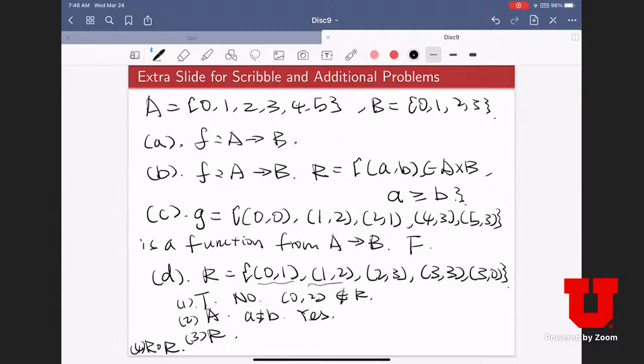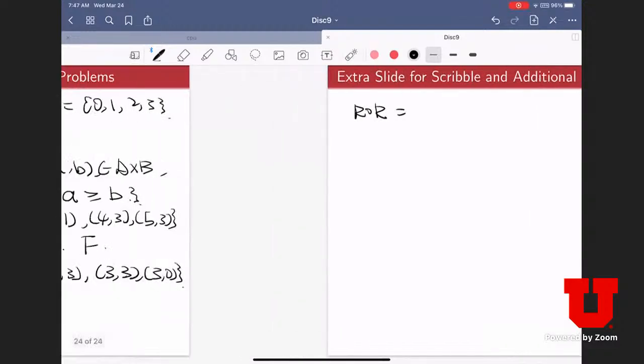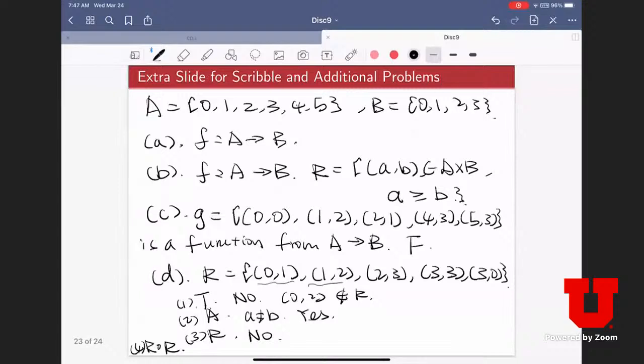All right, so is it reflexive? And clearly, nope, it is not reflexive. And the last one asks, is R composed with R antisymmetric? So why don't we just write out what R composed with R is? Let me copy and paste.